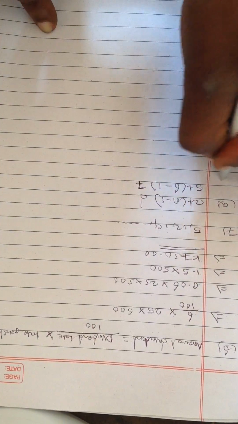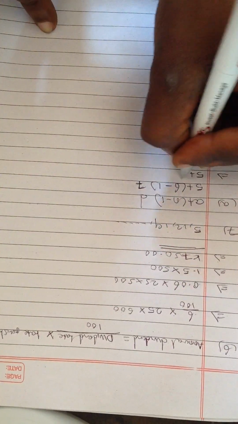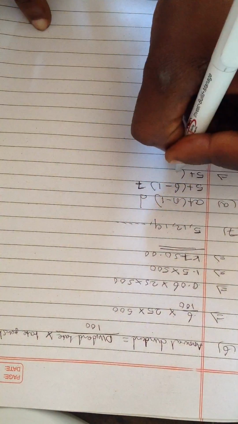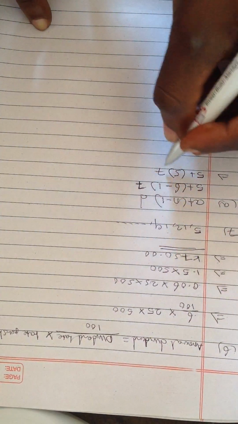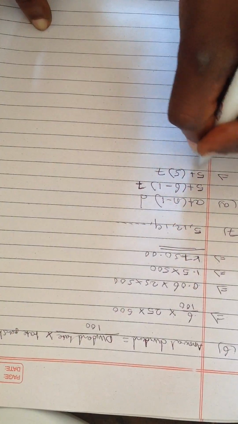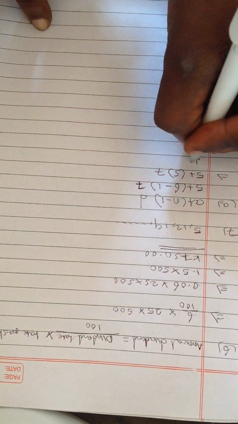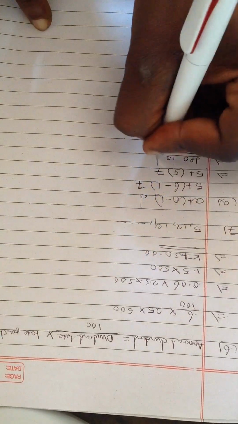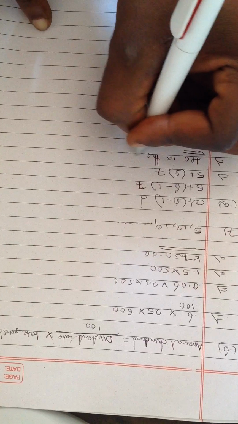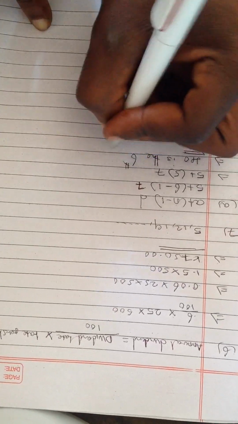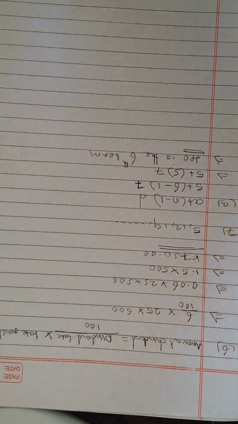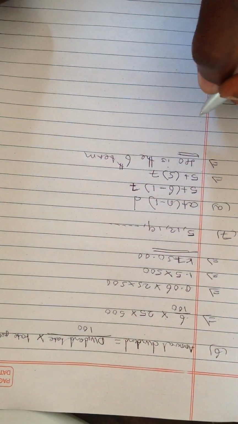So it will be 5 plus, what is 6 minus 1? First you follow BODMAS, bracket first. 6 minus 1 is 5, then times 7. What is 5 times 7? That is 35, plus 5 gives us 40. So 40 is the 6th term.